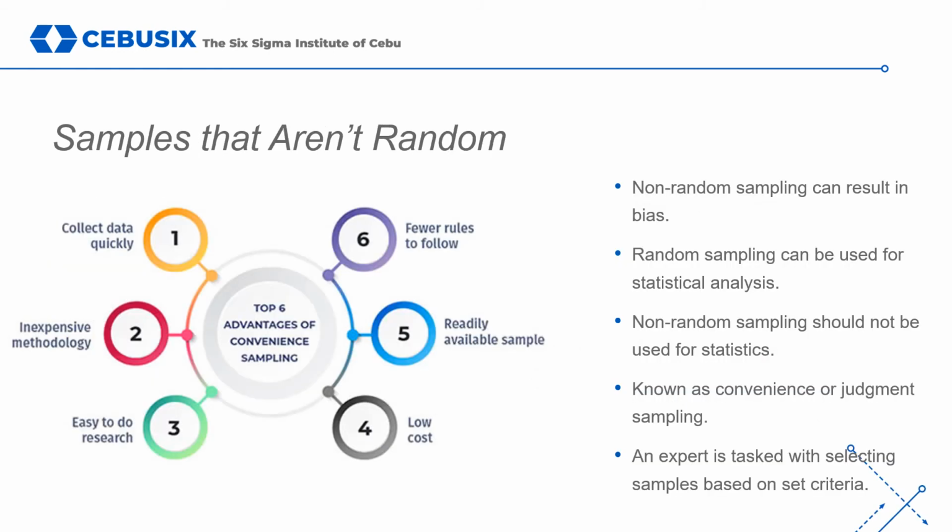Non-random sampling should not be used when dealing with statistical analysis because it is more likely to introduce user or sampling error. While all sampling comes with some form of error, random sampling errors can be calculated and accounted for in analysis. The same cannot be said of non-random samples. Non-random sampling includes convenience or judgment sampling.